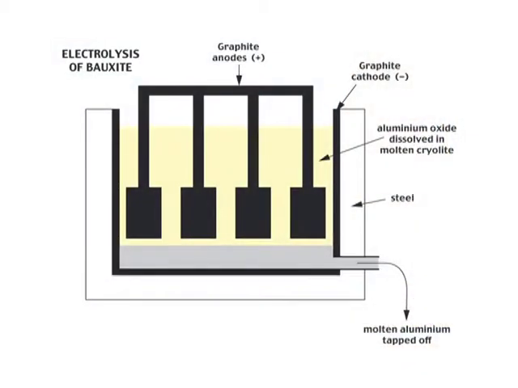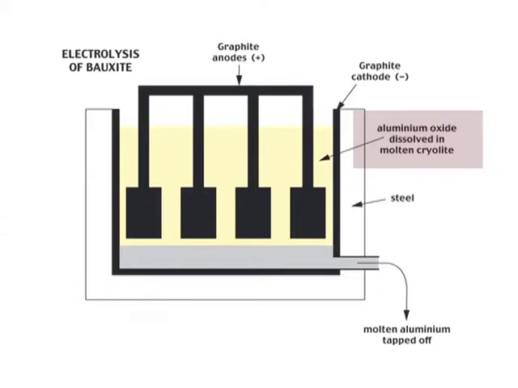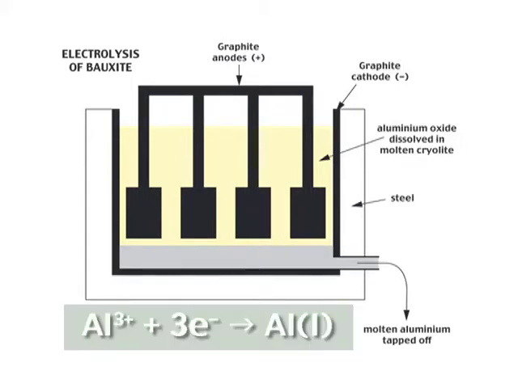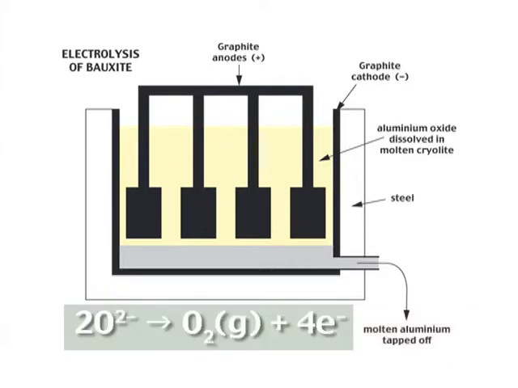How is this lowered and the process made more economical? By dissolving it in cryolite, another naturally occurring ore of aluminium. The melting point is reduced to approximately 970 degrees C, saving considerable costs in heat energy. During electrolysis, aluminium ions move to the cathode and are discharged, producing molten aluminium. This is reduction by electrolysis. Oxide ions move to the anode and are discharged as oxygen gas.